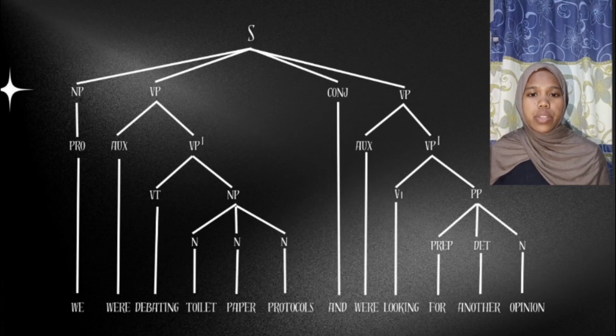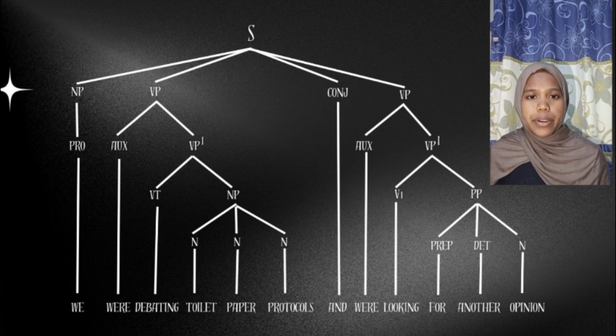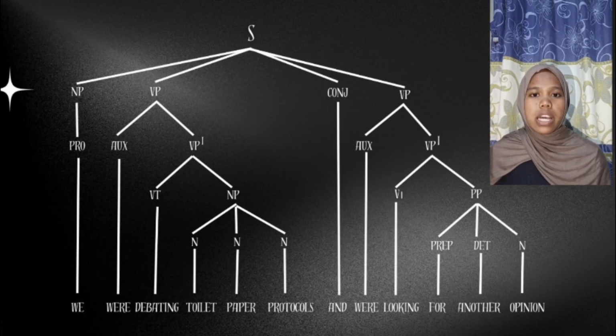Similar to the first VP, this VP is also divided into two branches, that is auxiliary and VP bar. We use VP bar here for the same reason. The main verb and its complement first form a smaller unit before combining with the auxiliary verb. Under auxiliary, we place the word were because it is an auxiliary verb used to form the past continuous tense.